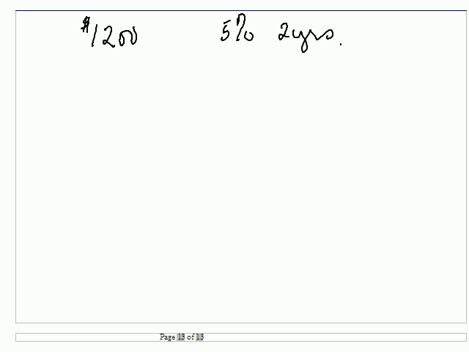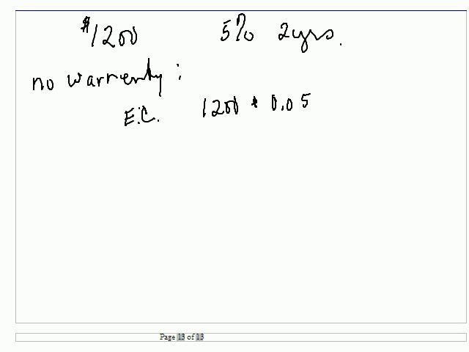Right. If I do not buy the warranty that they're trying to sell me, then my expected cost, I'll say EC instead of expected value, is going to be 1,200 times 0.05, which is $60. So for the next 2 years, I'm looking at a potential of $60 risk. Of course, if it breaks, I have to pay the whole $1,200 to get it replaced, or nothing happens altogether. But that's the expected value without the warranty.